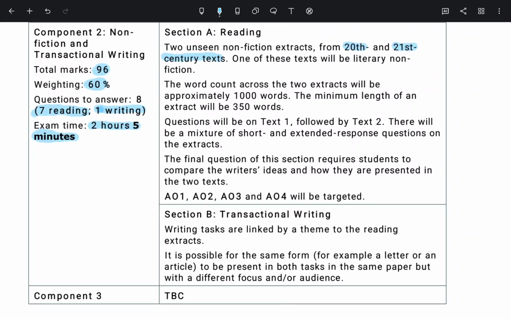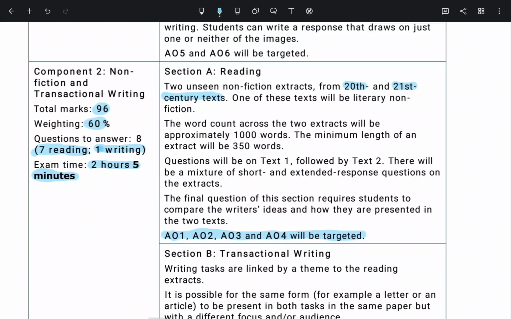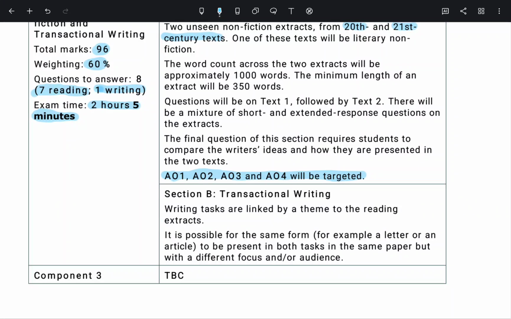For section A, these are the assessment objectives being assessed, from AO1 all the way up to AO4. And then for section B, your transactional writing. Writing tasks are linked by a theme to the reading extract. It is possible for the same form, for example a letter or an article, to be present in both tasks in the same paper, but with a different focus and audience. That's something that you need to be aware of.